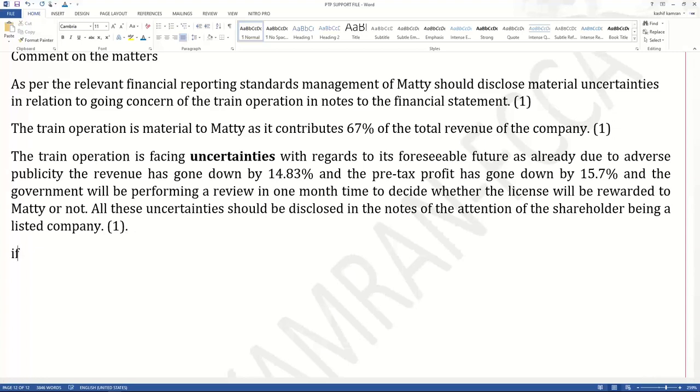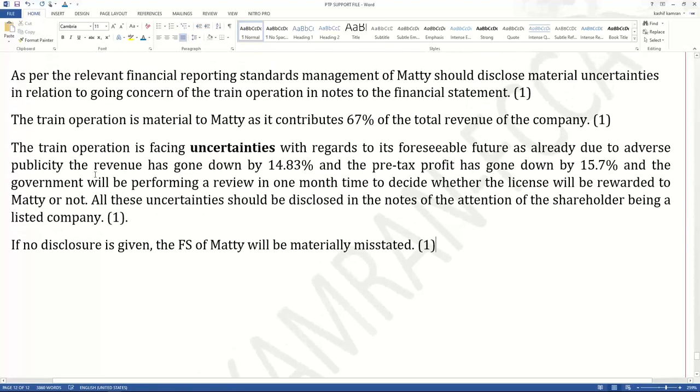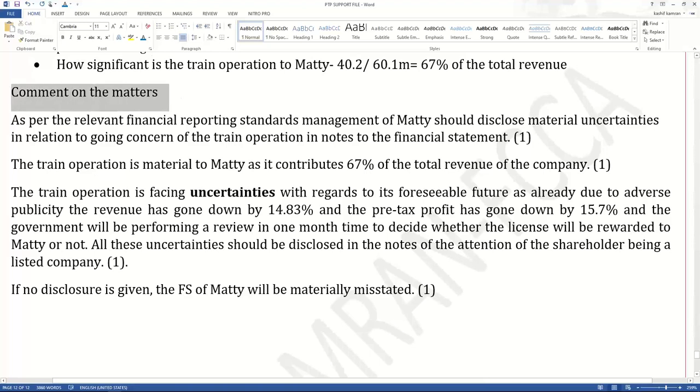Then fourth, if no disclosure is given, the financial statements of METI will be materially misstated. We are solving the part one, right? In the part two, examiner is saying the management is not adjusting anything, but we are solving the part one in isolation of the part two. So if no disclosure is given, the financial statement of METI will be materially misstated because it's a going concern disclosure. We talked about the risk and the impact for 1 mark. Now see, we got 4 marks from comment on the matters.